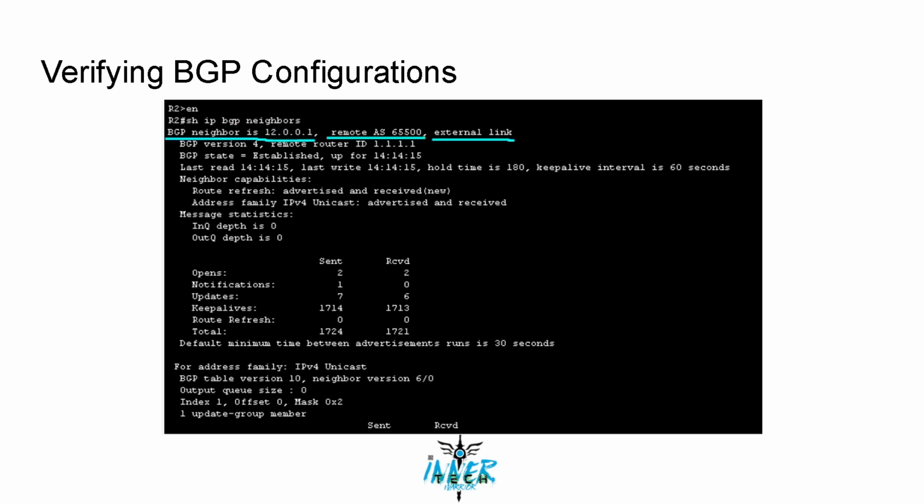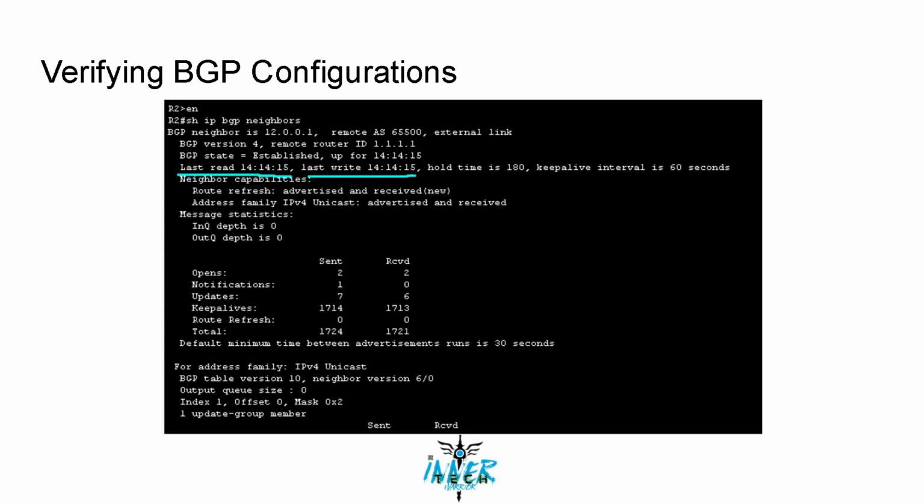BGP neighbor shows the IP address and AS number of the BGP neighbor. For example, BGP neighbor is 12.0.0.1, remote autonomous system 65500, external link, which means that the neighbor is in a different autonomous system, 65500, and is an external peer. BGP state shows the current state of the BGP session with the neighbor. For example, BGP state equals established, up for 14:02:36, which means that the session is up and running for 14 hours and 2 minutes. If the state is not established, it indicates a problem with the BGP peering or configuration. But in this case, it's established, so it's good.